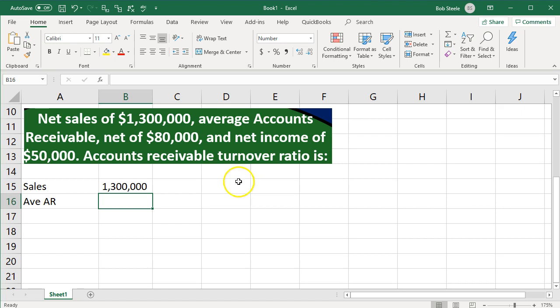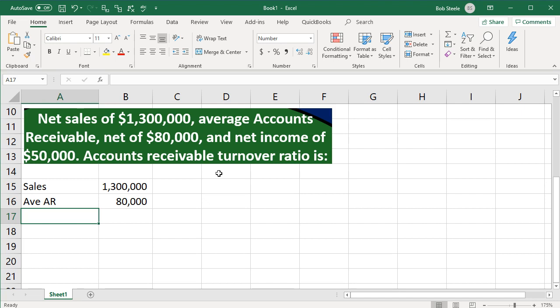So they're saying the average accounts receivable net. What does that mean? Net of the allowance for doubtful accounts if there were one. So if we have the allowance method being used, allowance for doubtful accounts would be reducing the accounts receivable. It's going to be an estimate of what would be uncollectible. So we want to take the net of that. It's already being included. So that's going to be the $80,000 and net income of $50,000.